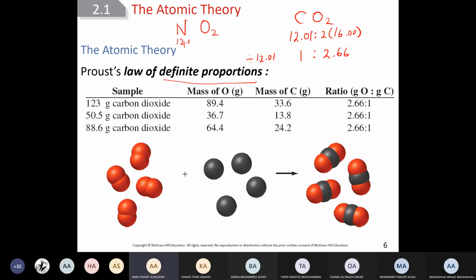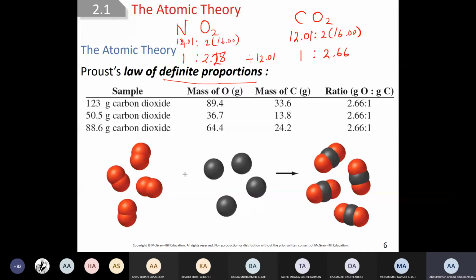It's 2.28. It's 14.01 to 2 times 16, which is what? Divide by 14, then this will be 1, and this will be what? 2.28. Very good. I did not do it, so you did it. Okay, is this clear? What's this law called?